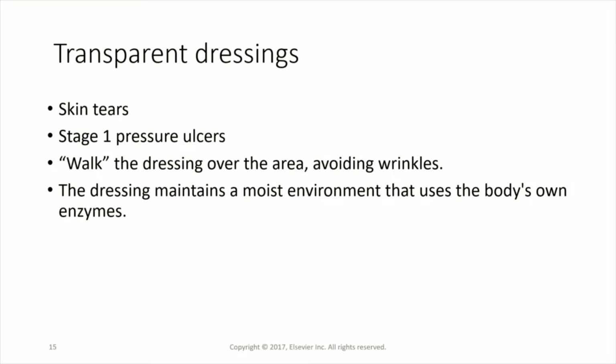Transparent dressings, you can use these on skin tears and stage 1 pressure ulcers. You walk the dressing over the area, avoiding wrinkles, and what we mean by walk is you're just kind of like smoothing it across the skin, and you're trying to avoid any wrinkles in your application of that transparent dressing. The dressing maintains a moist environment that uses the body's own enzymes, so that autolytic debridement, your body's own enzymes.